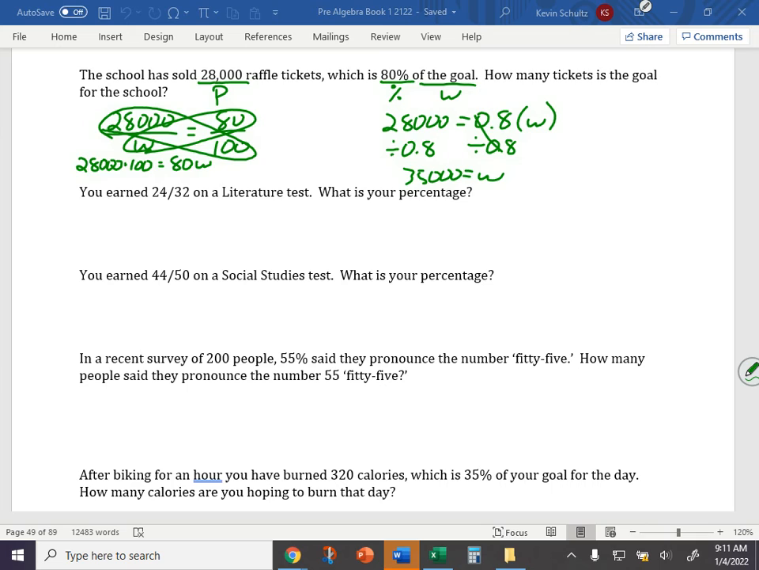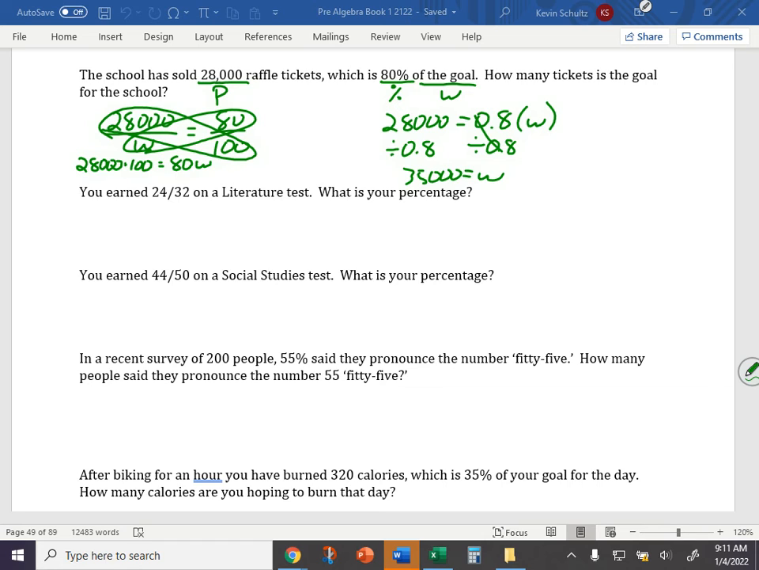Okay. Would it make sense to get an answer less than 28,000 here? No. So if you do make a mistake, if you put a number in the wrong spot, you can pretty easily say, whoa, that's wrong, right? A number less than 28,000 wouldn't be 80% of the goal. If you've only reached 80% of your goal, it wouldn't be less than what you've already sold. That wouldn't make any sense.